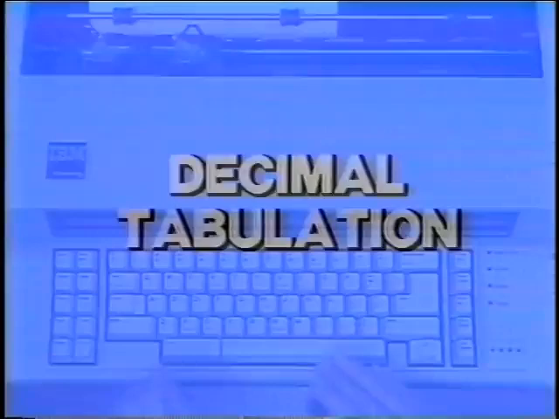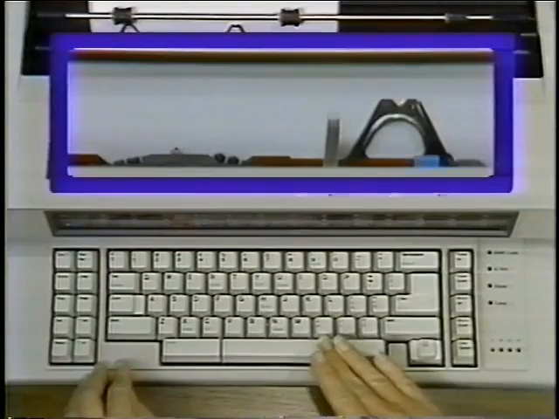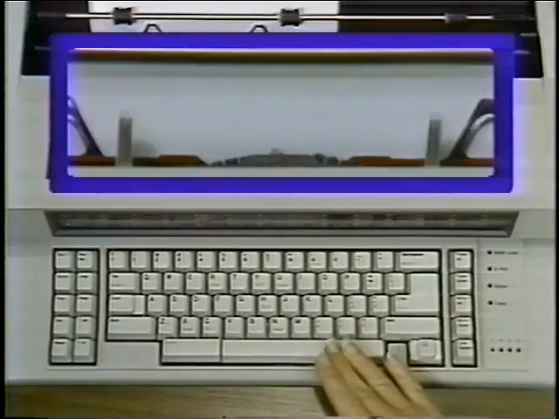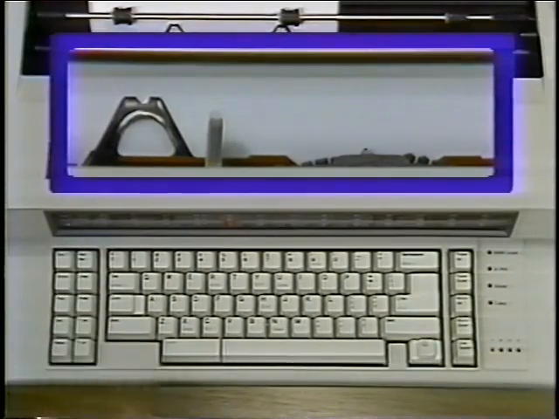Decimal tabulation allows the operator to easily align columns of numbers around a decimal point. To use decimal tabulation to align columns of numbers, you must set a tab for each column. Use the decimal tab key button to position the carrier.